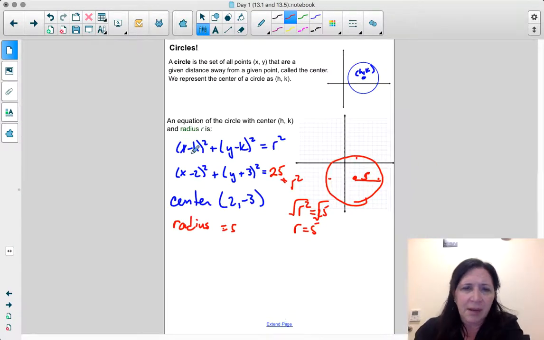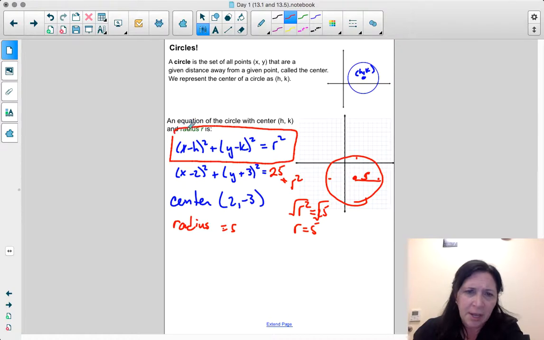Just keep in mind that this is my standard form for the equation, and you'll notice that x minus h is actually the opposite of h. So see how 2 is positive? When you say the opposite of h, that makes the 2 negative here. And this says the opposite of k, which makes my negative 3 now positive 3. So just keep that in mind. That formula is actually saying the opposite of this and that.